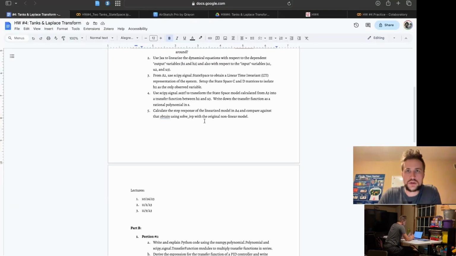The last thing we want to do in this first video is calculate the step response of the linearized model that we just made, and compare that against the solve IVP method, which we've done in the past with the original nonlinear model. We're basically comparing the new linearized model that we formed through the Jacobian method, through the Taylor series expansion, with the initial fluid heights and initial system inputs that we gave it. We linearized our model, and we're now going to compare that with the nonlinear model through solve IVP and contrast the two against each other.